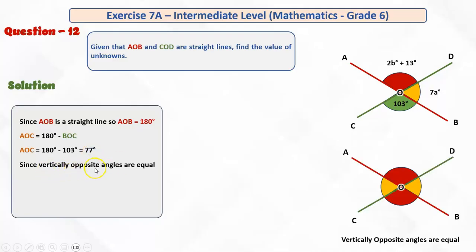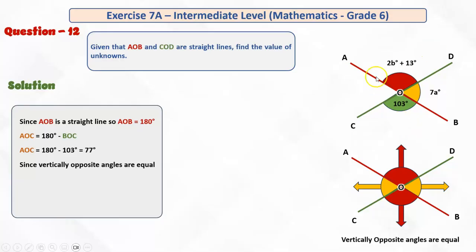Moreover, we also know that vertically opposite angles are equal. This means that if there are two lines which are intersecting, these two angles, the ones shown in orange, are vertically opposite angles. Similarly, the top red and the bottom red angles are also opposite. Whenever two lines intersect, they form two pairs of vertically opposite angles, and these angles are always equal. This means AOD would always be equal to COB and AOC would always be equal to DOB. So these are the vertically opposite angles, and these two are the vertically opposite angles.